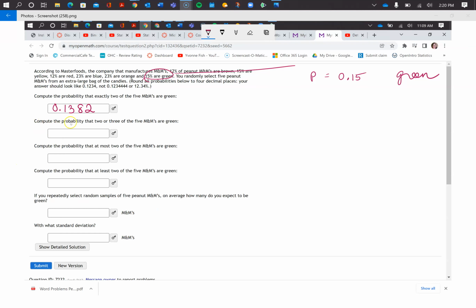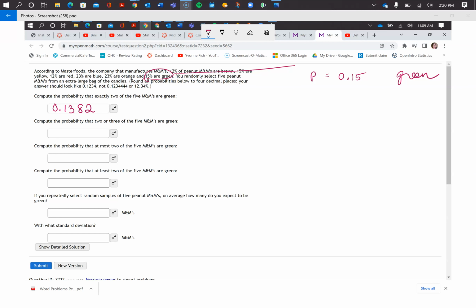Now we have to compute the probability that 2 or 3 of the 5 M&Ms are green. So we have to figure it out for 2, and we also have to figure it out for 3, and then we would add those together. We've already figured out for 2. So now we just need to go back into Desmos and figure it out for 3, and then you're just going to add those together.